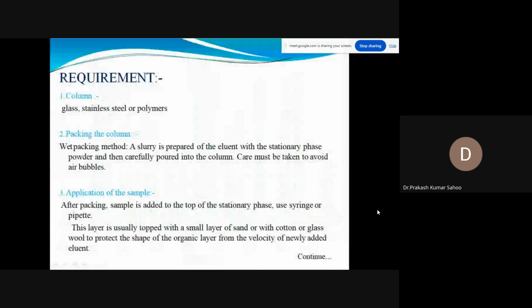So the slurry is prepared with the eluent, and generally silica gel or alumina is also used in this case. Application of the sample: after packing, the sample is added to the top of the stationary phase using a syringe or pipette, like in column chromatography. Then the thin layer is usually topped with a small layer of sand, cotton or glass wool to protect the shape of the organic layer and against the velocity of newly added eluent. Eluent means the solvent.